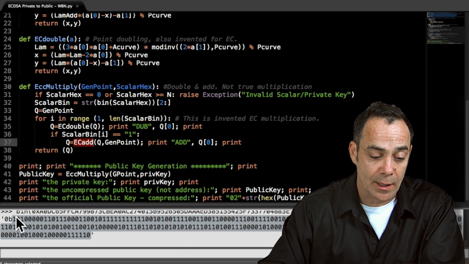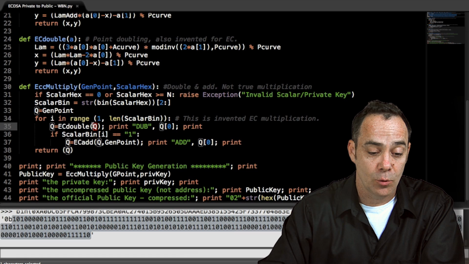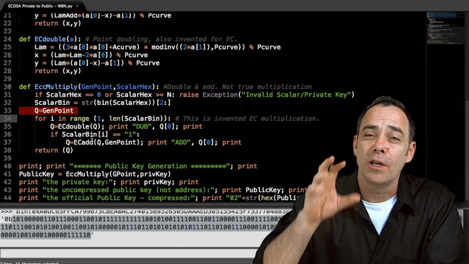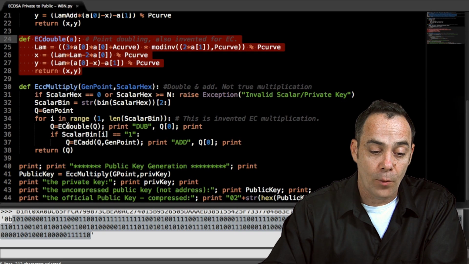Okay, so in this system, you actually skip your first character and do all the rest. The first time around, you would just do a doubling of the point, and that point is the generator point. So this Q right here is just our generator point, which gets stuffed in. So the first thing we're going to do is double the generator point by this function right here, and then we're going to loop around again.